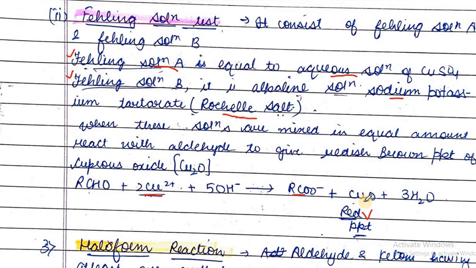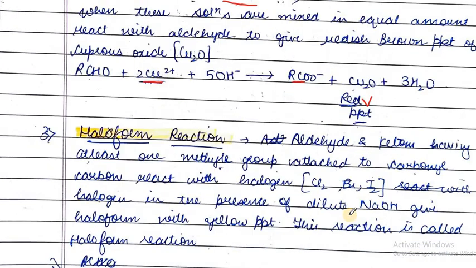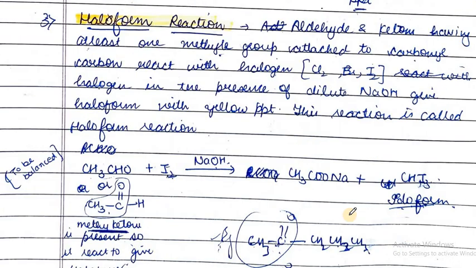So these are the two main tests, and the third, Benedict's solution, is also similar to the Fehling solution, in which the Cu2+ ions react with the aldehydes, and we get the same red precipitate of cuprous oxide. So Fehling solution and Benedict's solution have the same equations. And next is the haloform reaction. Haloform reaction is equally important.